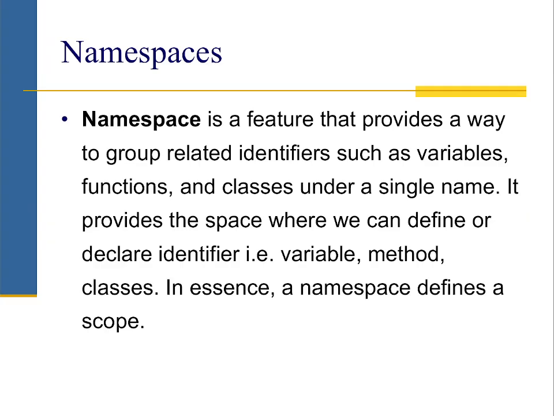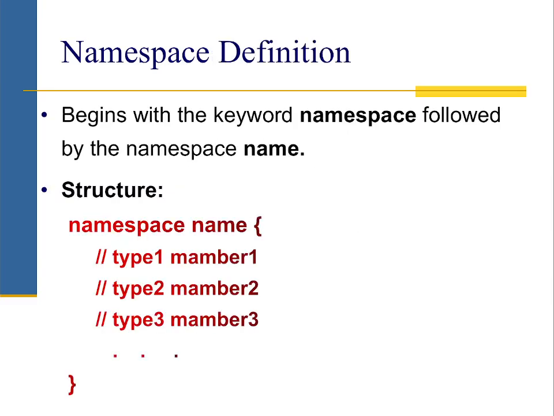So basically, namespace is a feature that provides a way to group related identifiers such as variables, functions, and classes under a single name. It provides the namespace where we can define or declare an identifier, that is a variable, maybe a method or a class. In essence, a namespace defines a scope, and a namespace definition begins with the keyword namespace followed by the namespace name. This is the structure of a namespace.